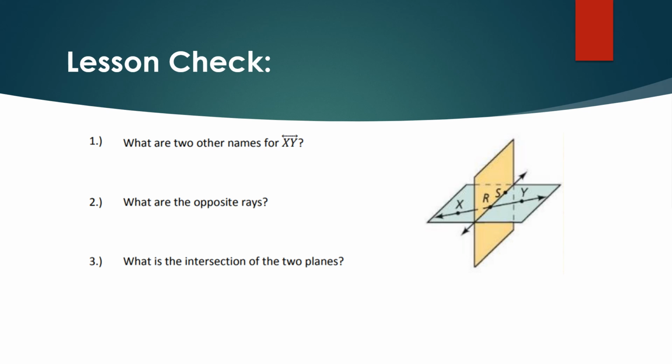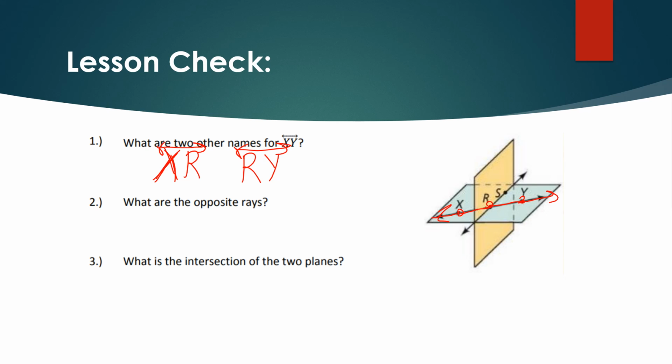So number 1, they're asking, what are 2 ways to name line XY? So XY is this line here that lies in the blue plane, and we've got points X, R, and Y to choose from. So I could do something like XR. Make sure you put the arrows. And I could also do RY with the arrows. There are many other answers that you could possibly put, but they just asked for 2, so that's all I'm putting.